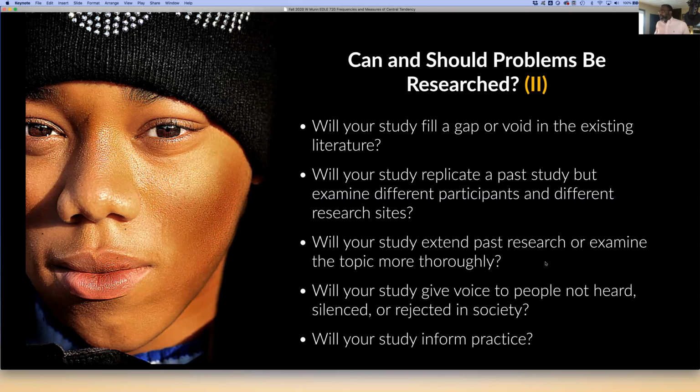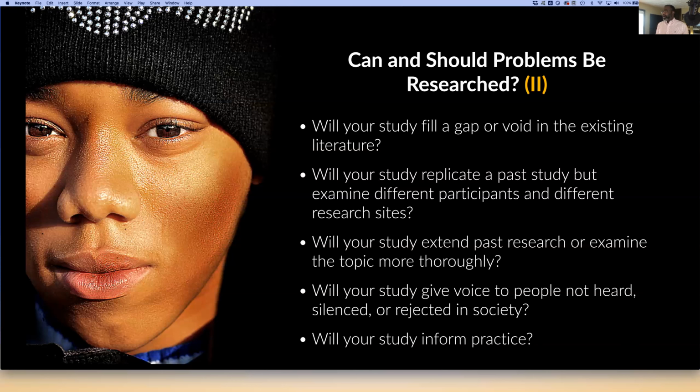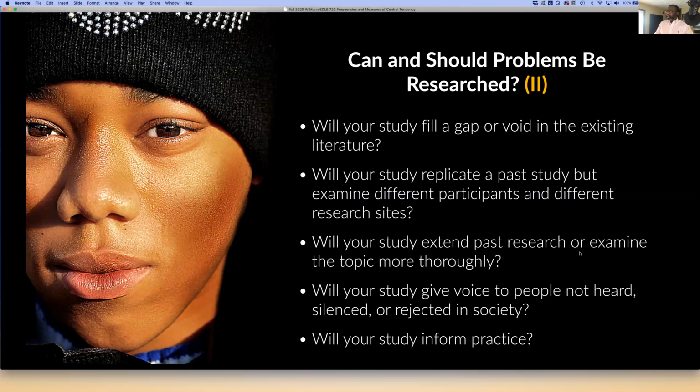Oh, but that's the next point. Will your study give voice to people not heard, silenced, or rejected in society? And will your study inform practice?